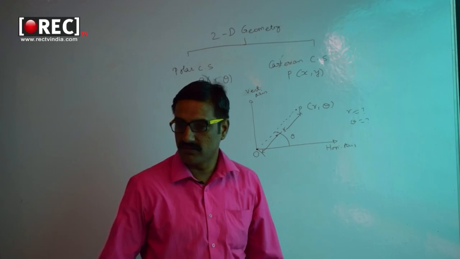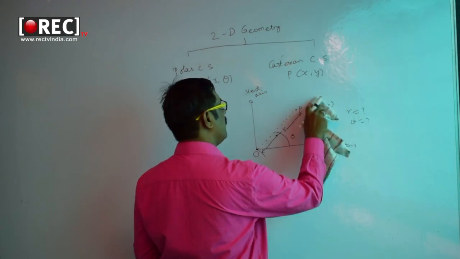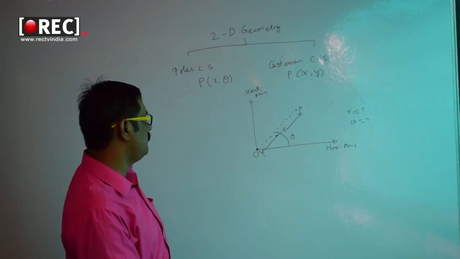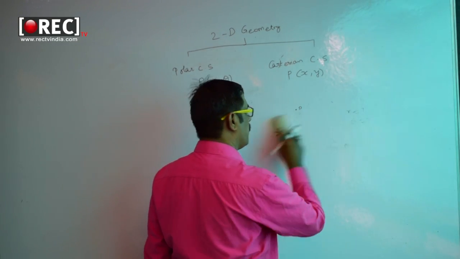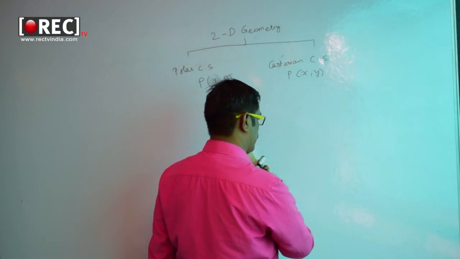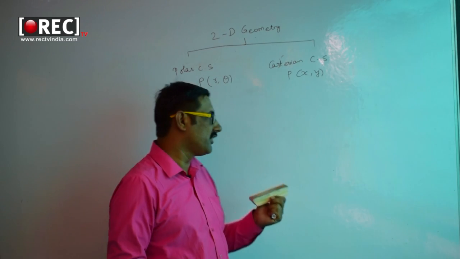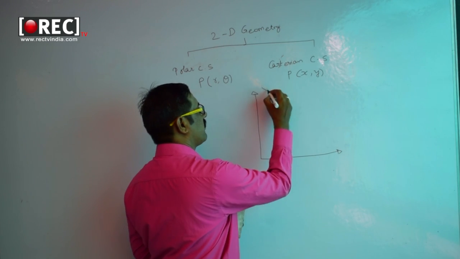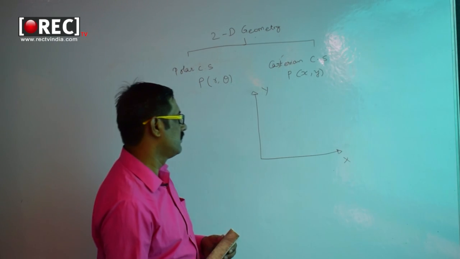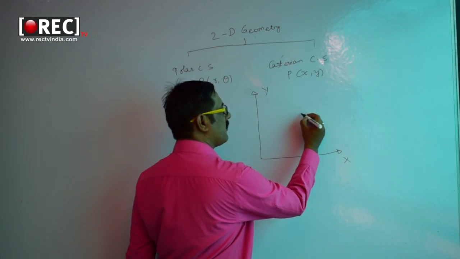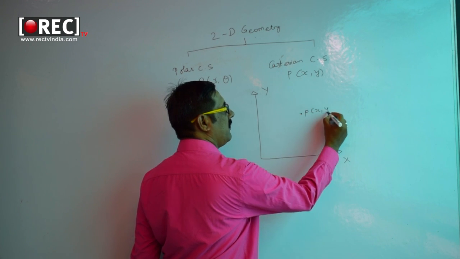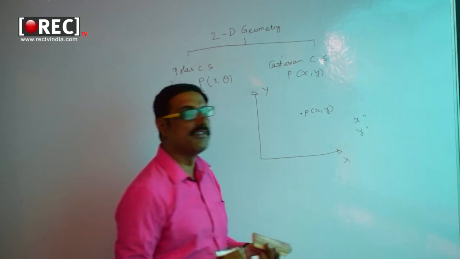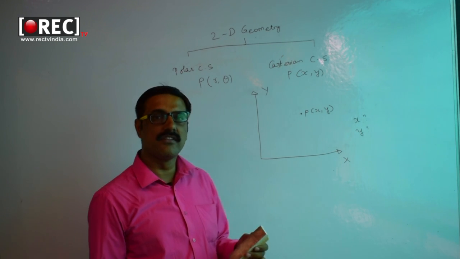Now, in the same fashion, if I wanted to represent a point P in the Cartesian coordinate system, then let me consider this vertical line as the y-axis and the horizontal line as the x-axis. And let me say the point P is located somewhere here, which is represented as x, y. Now, what is x and what is y? Which distance signifies x and which distance signifies y?